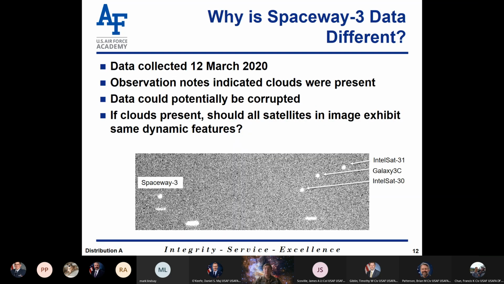This data was collected on March 12, 2020. Our observation notes indicated that there were some high clouds present that night, and this could mean that the data could potentially be corrupted. The next question we wanted to answer was, if there are clouds in a data set, would all the satellites in the image exhibit the same dynamic features?